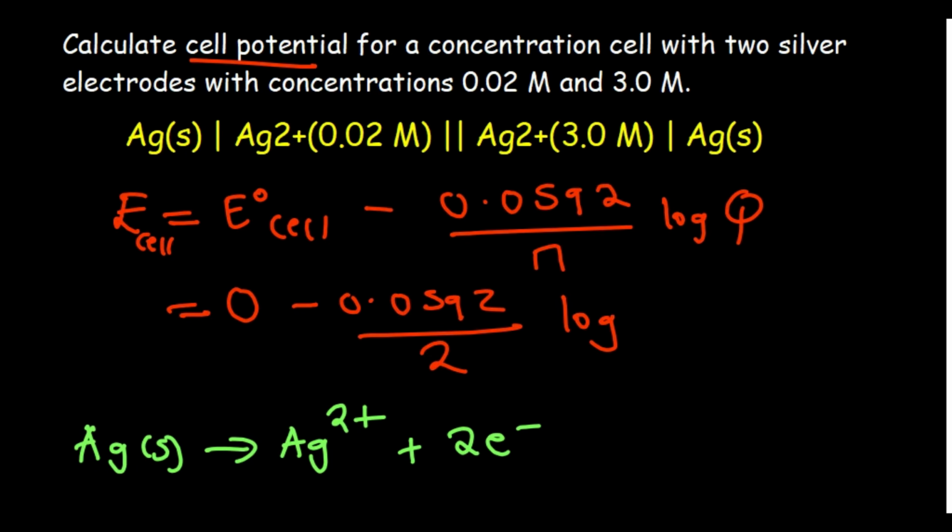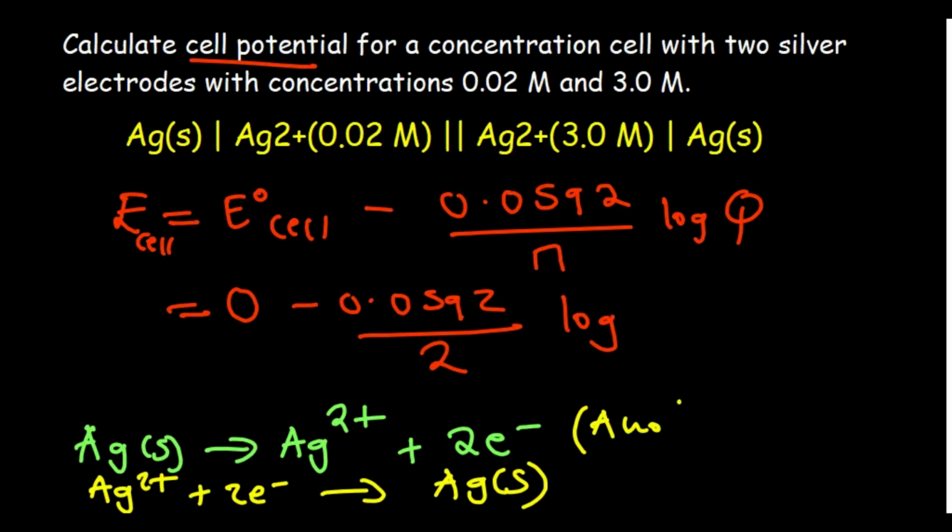So let me try to write the other reverse form of this equation. So it would be Ag2+ ions plus 2 electrons, giving us what? Now the question is, which one is the anode, which one is the cathode? So which one is oxidation? Oxidation is loss of electrons. So this is the anode. And then on the bottom, that's the cathode.